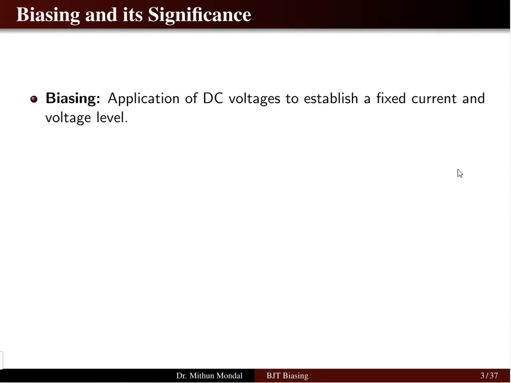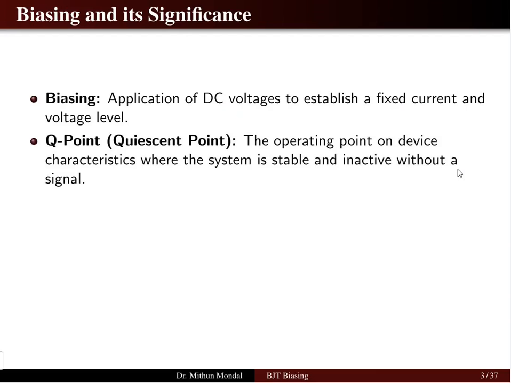So the biasing and its significance. Biasing is just the application of DC voltage to establish a fixed current and voltage level, and we have seen that we estimate the Q point. This was discussed in much detail in the previous lecture. So the Q point is nothing but the quiescent point, which is the operating point on a device characteristic where the system is stable and inactive without a signal. So we are trying to find the point of stability in the BJT operation.